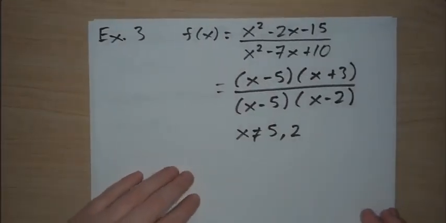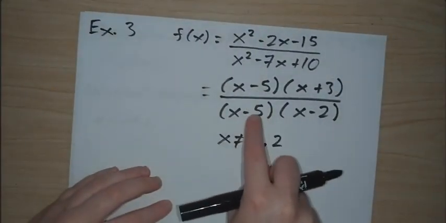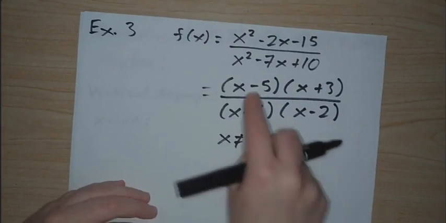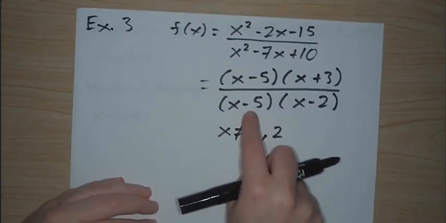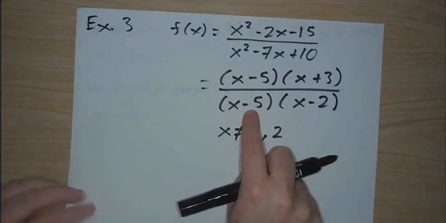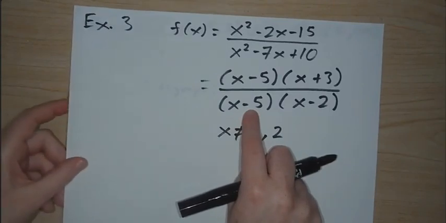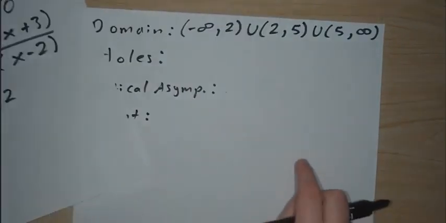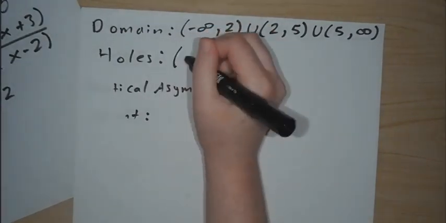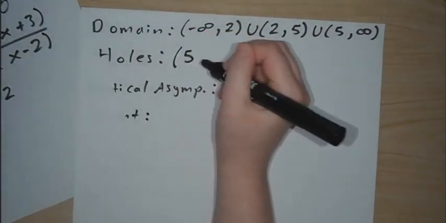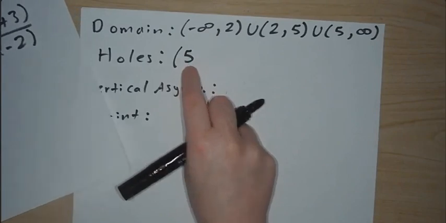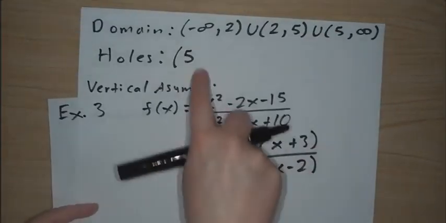If we look at our function, we have two x minus 5s, which means we can cancel them. What this means is that we have a hole at x equal to 5. So our hole is at a point where x is 5. The x value is 5. So we need to find the y value of it.